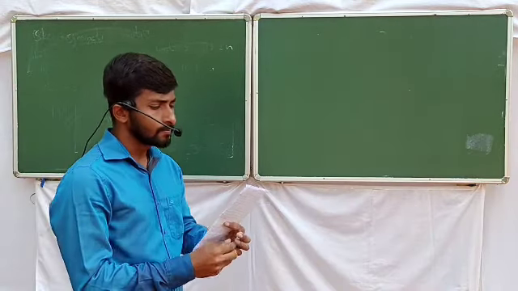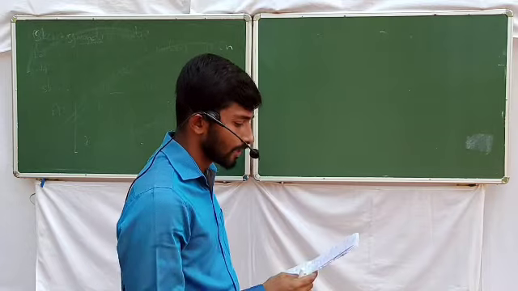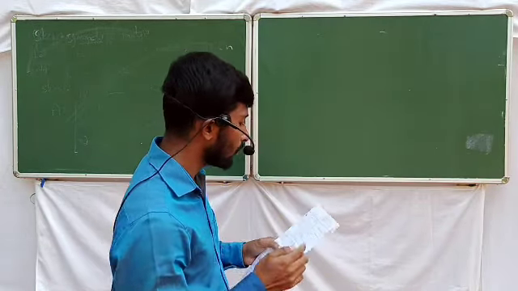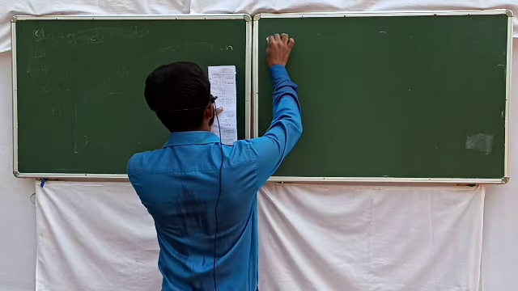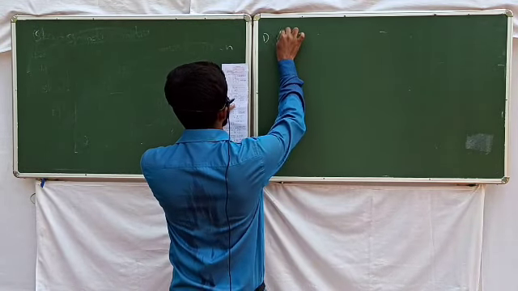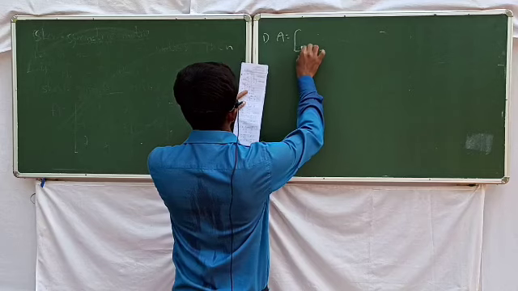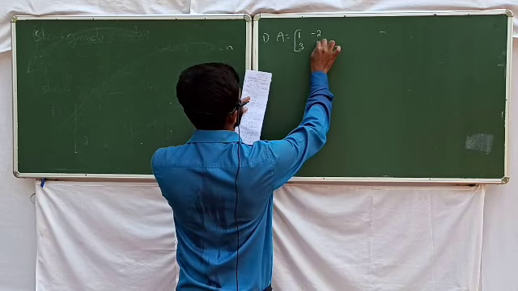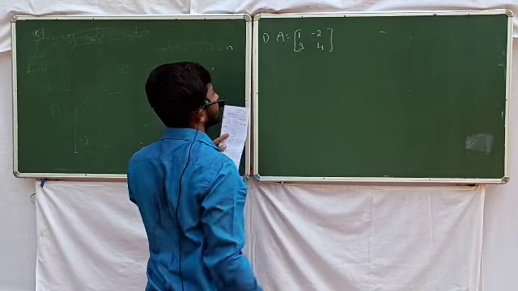Now some problems from the exercise in the textbook. Okay, exercise 1.1, the 1 mark questions. First question: A is equal to [1 -2; 3 4].